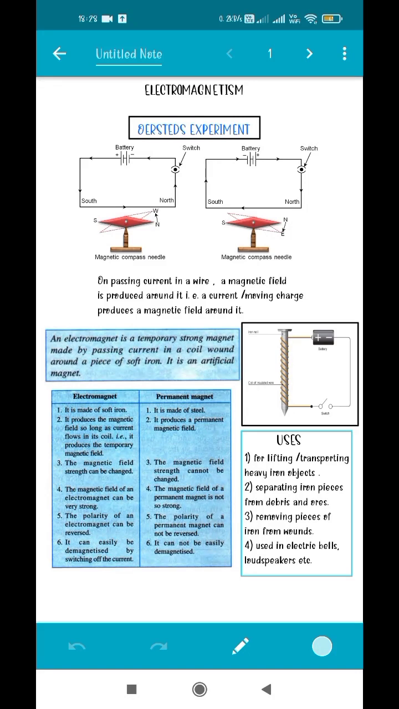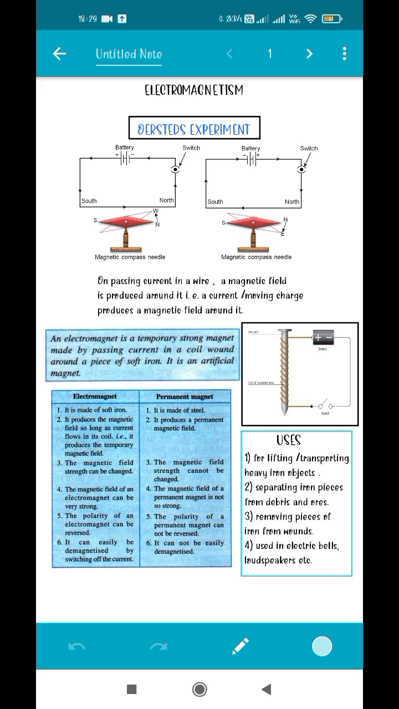So the chapter which we are going to learn is electromagnetism. As the name suggests, it relates to electricity and magnetism when they are working together as a unit. First of all, this entire phenomenon traces back to Oersted's experiment, Hans Christian Oersted, where he found out that whenever current is flowing through a wire or any conductor, a magnetic field is present around it. That means a current carrying conductor or a current carrying wire will act as a magnet.